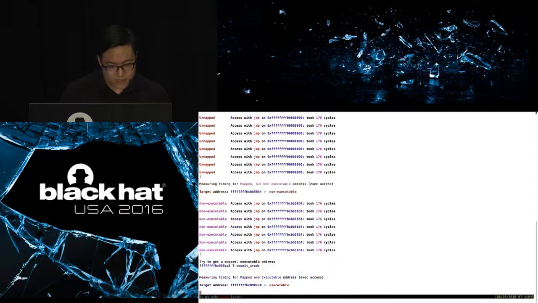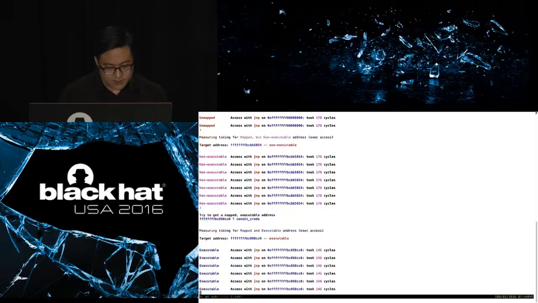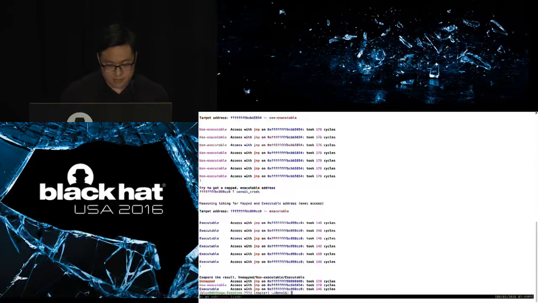But for the executable address, I just got the address of commit_creds, which is a kernel function, and measuring the execution page fault on this returns like 142, 146. So we can easily distinguish executable pages from the others by measuring timing, like if it is 140-something, then it is definitely an executable page.